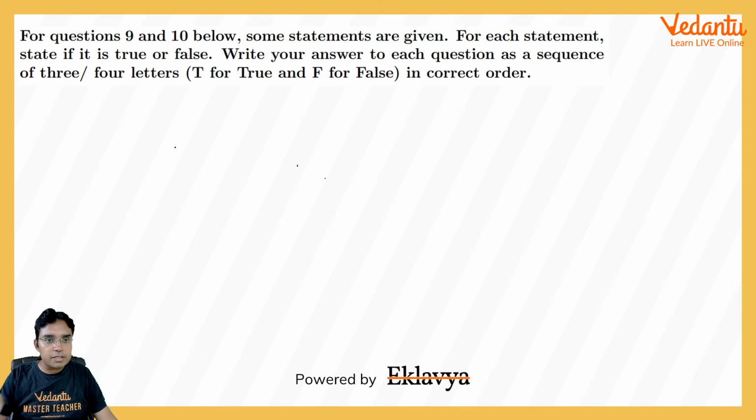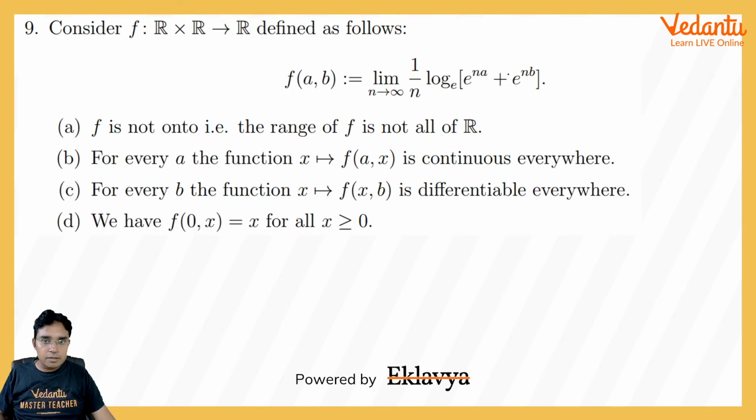Now coming to the next questions, that is 9 and 10. Here for questions 9 and 10 below, some statements are given. For each statement, we have to tell whether it is true or false. Write your answer to each question as a sequence of 3 or 4 letters, T for true, F for false, in correct order. Okay, so this is the first question.